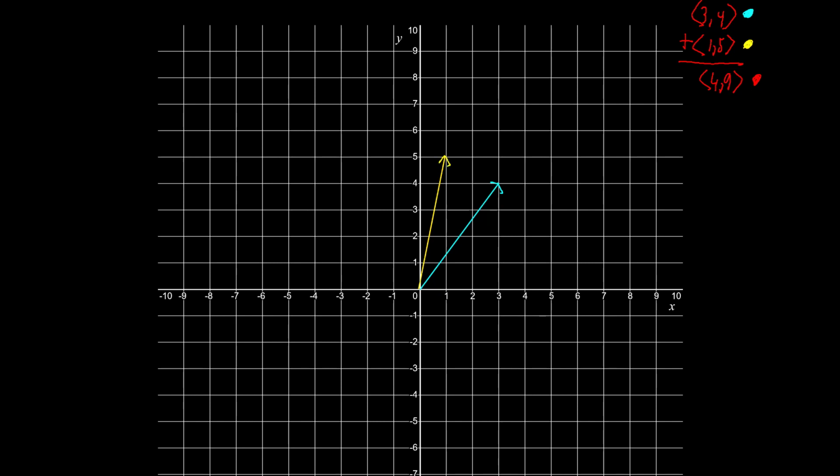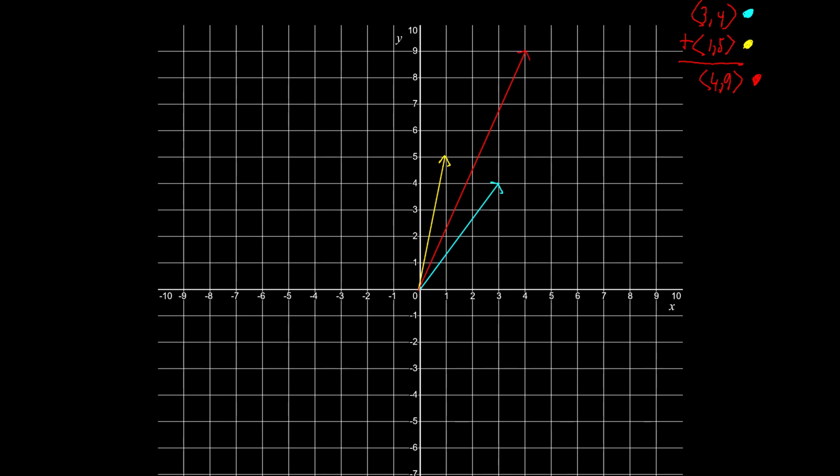And then we're also going to do the vector 4, 9. So I start at the origin as best I can, and I go over 4 and up 9, and I'm going to show you what happens. So remember, red is your resultant vector. Let me try that again. Let's go over to 4, 9. There we go. I'm going to put the head on that thing.